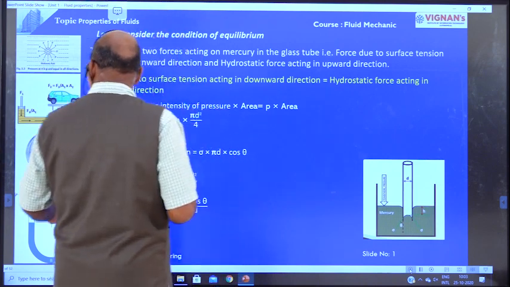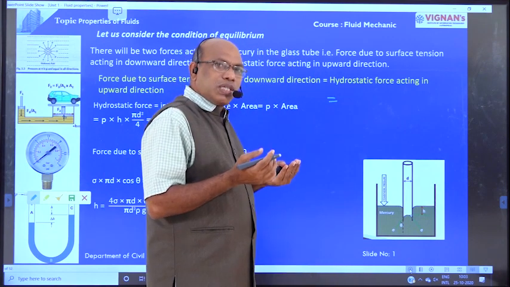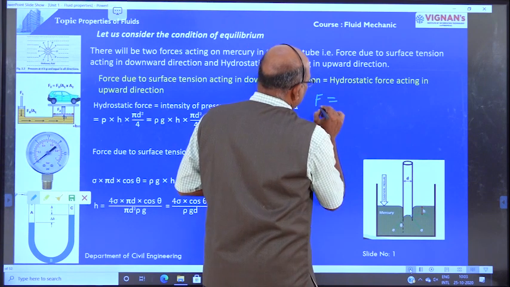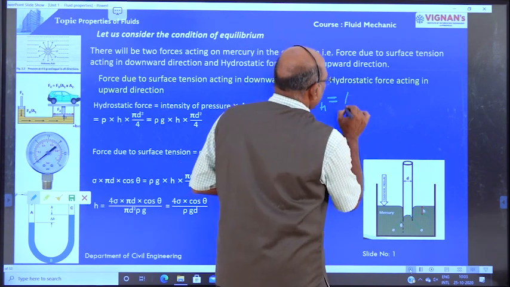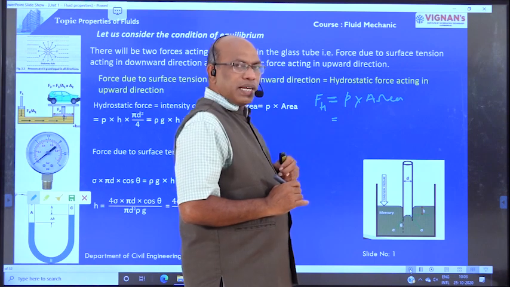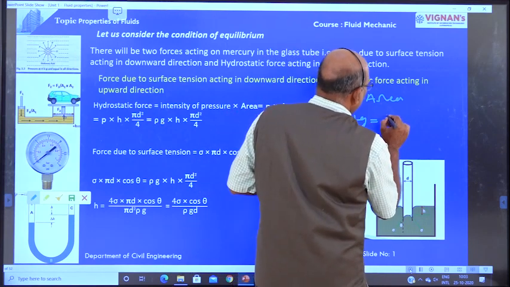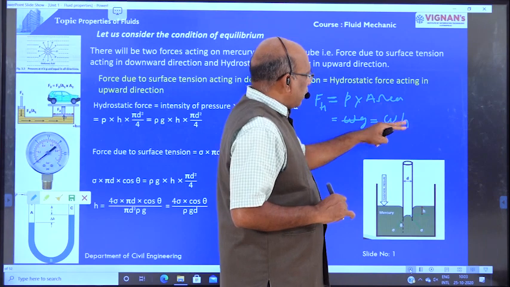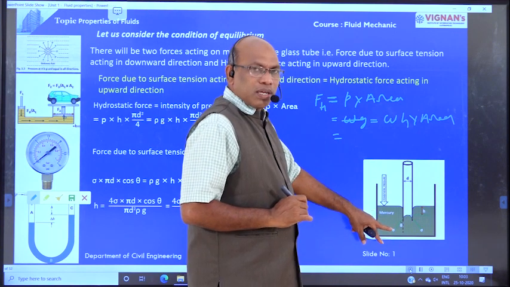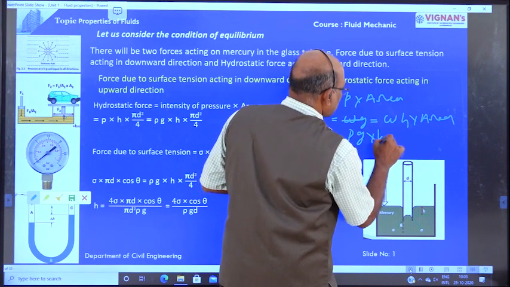What is the hydrostatic force? Hydrostatic force is equal to stress into area. Stress is the intensity of pressure, small p, into area. What is pressure? Intensity of pressure I have already explained. Intensity of pressure is equal to W H, the unit weight of the liquid, into H, into area. What is the unit weight? This is the mercury filled in the tank.